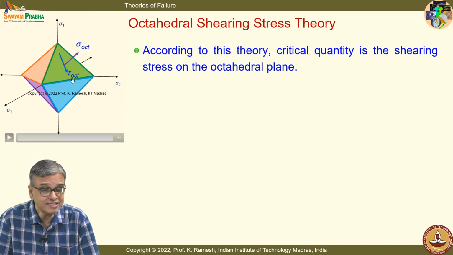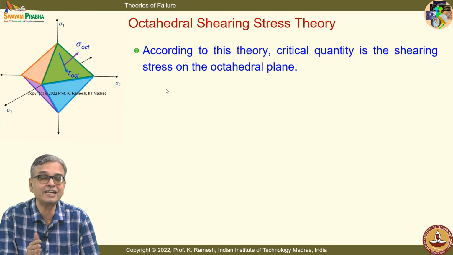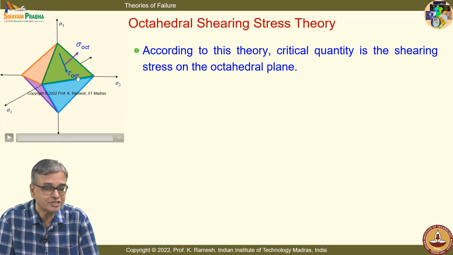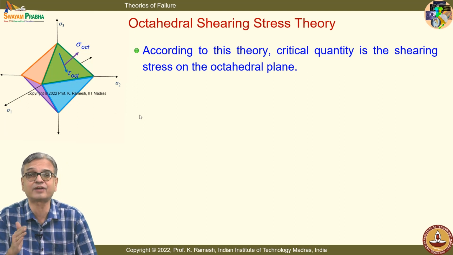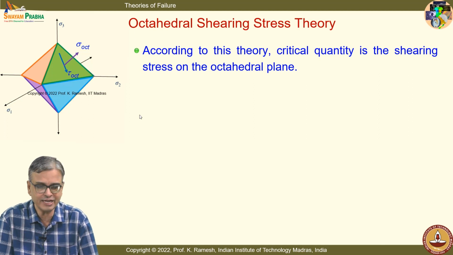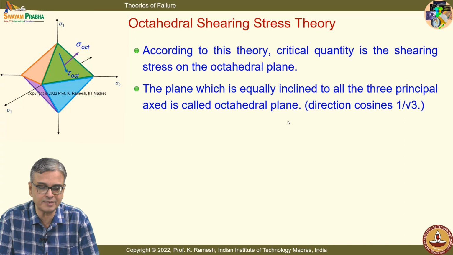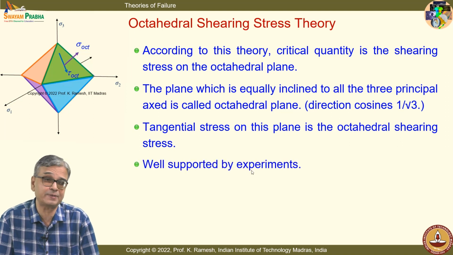Okay. This theory states that, if the shear stress, not the maximum shear stress that Tresca conjectured, they said monitor what happens to the shear stress on the octahedral plane. When this shear stress reaches a critical value, failure will occur. Look at what happens in the tension test and then find out the expression, and we will also see how the expression looks. Okay. So, the plane which is equally inclined to all 3 principal axes is called the octahedral plane. Direction cosine is 1 by root 3, and it is very well supported by experiments.